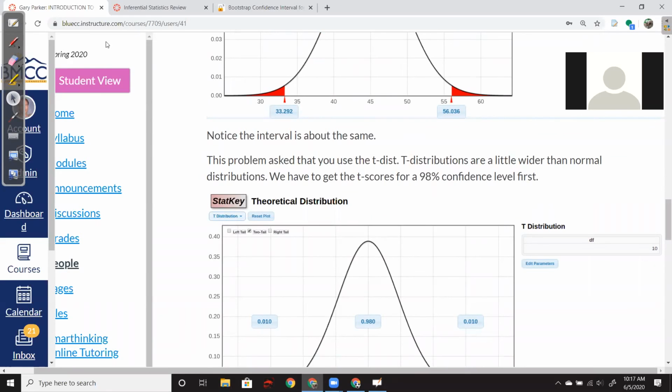Let's switch tabs here. Come on. Sorry, my Zoom menu is in the way.